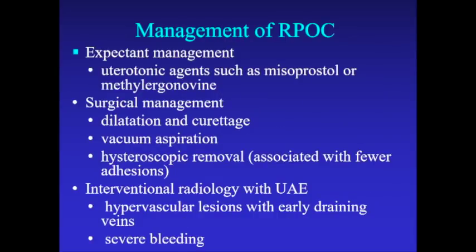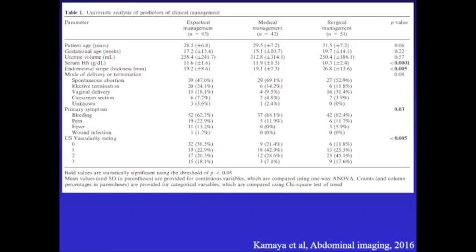Moving on now to the management, we can do expectant management. That's where you might just give uterotonic agents, such as the misoprostol that I mentioned before, or methylergonovine. They can do the surgical management with a D&C or vacuum aspiration. And some people are now more frequently using hysteroscopic removal because that can be associated with fewer adhesions post-intervention. And then we want to reserve interventional radiology with uterine artery embolization for those cases that are very, very hypervascular, that we suspect have early draining veins or those who have severe bleeding.